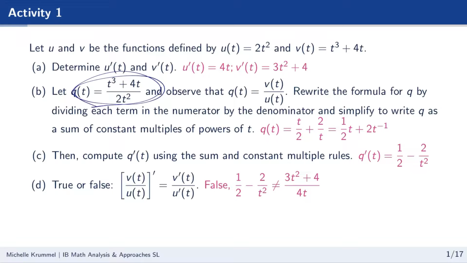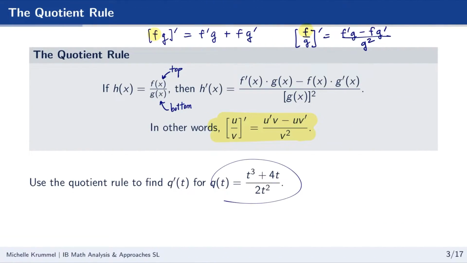That's our q of t function. So now we're going to take the derivative using the quotient rule instead of the other way we tried to do it, where we separated this into two fractions, rewrote it algebraically, and then used the power rule and some of our other rules. So let's just tackle this one using the quotient rule.